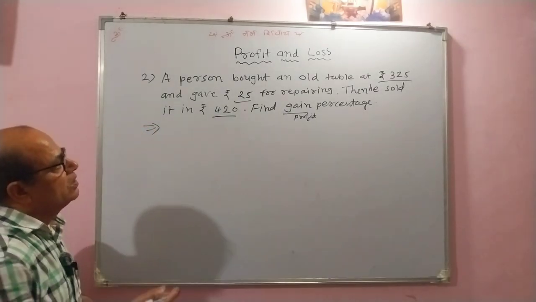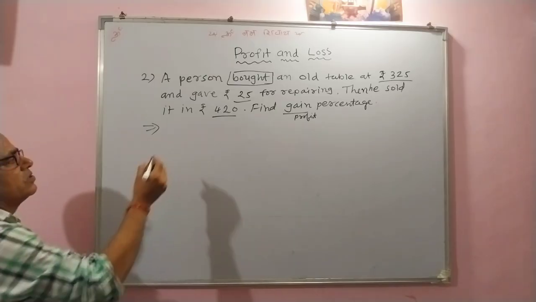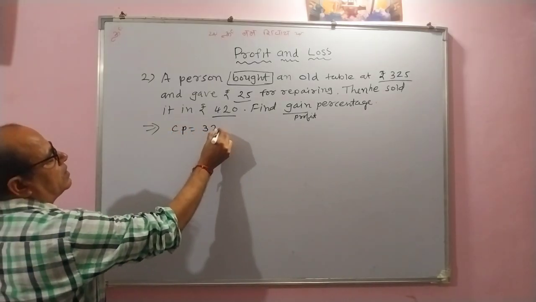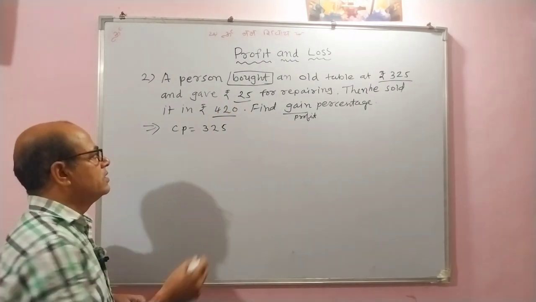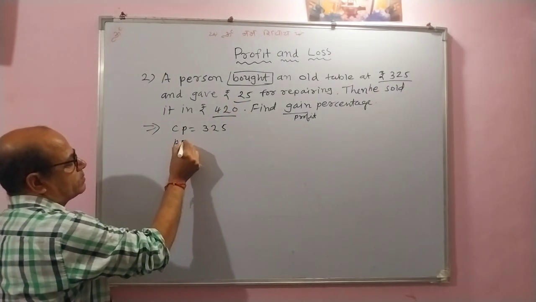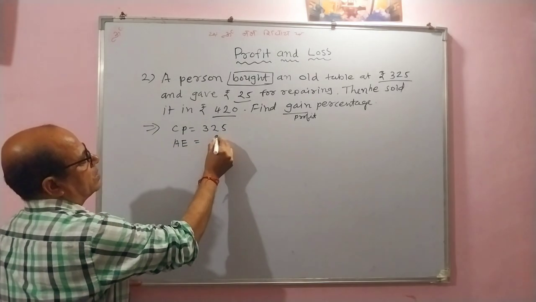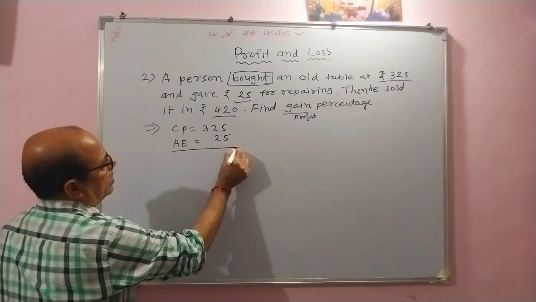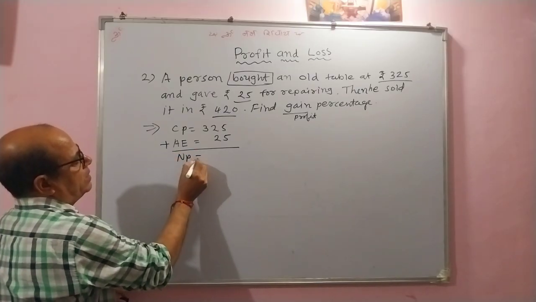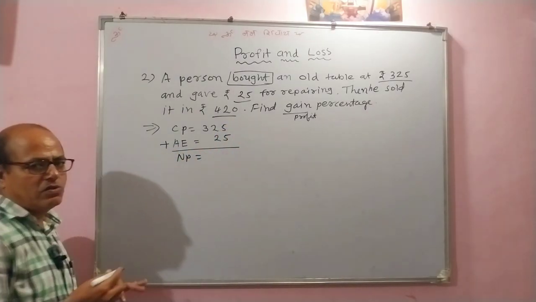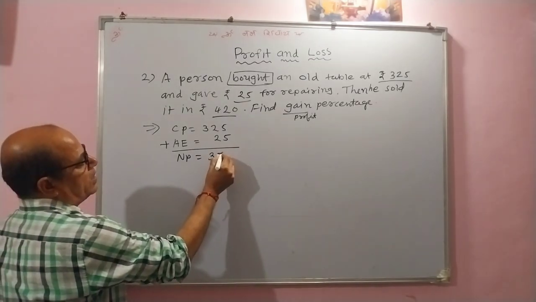Now what is CP? The thing for which it is bought or purchased, that is called CP. So here CP is equal to 325. Now he expended rupees 25 for repairing. So whatever expense is done after purchasing, that is called AE, additional expense. How much? 25. Now you have to add both, then you get NP, net price.